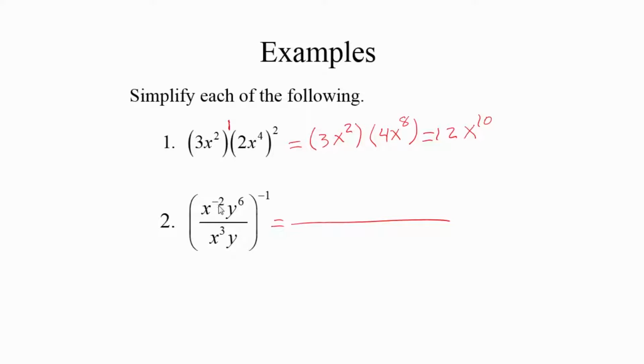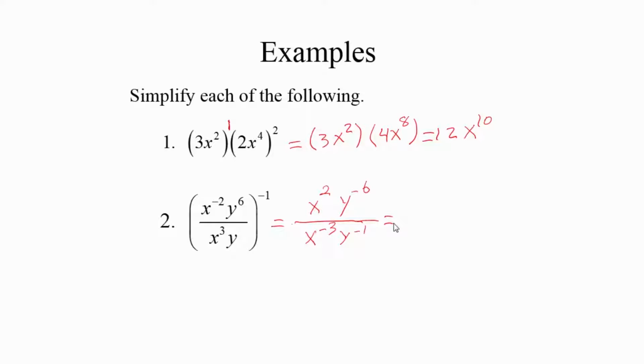So h to the minus 2 to the minus 1, you write the base and you multiply minus 2 by minus 1. Minus 2 times minus 1 is 2. Y to the 6 to the minus 1, you write the y, and 6 times minus 1 is minus 6. In the denominator, h to the third to the minus 1 would be h to the minus 3. And y to the 1 to the minus 1 would be y to the minus 1.